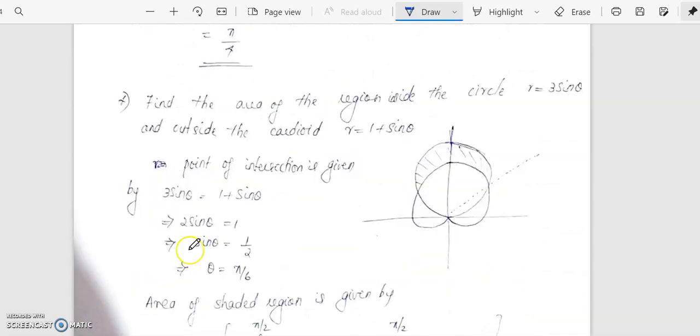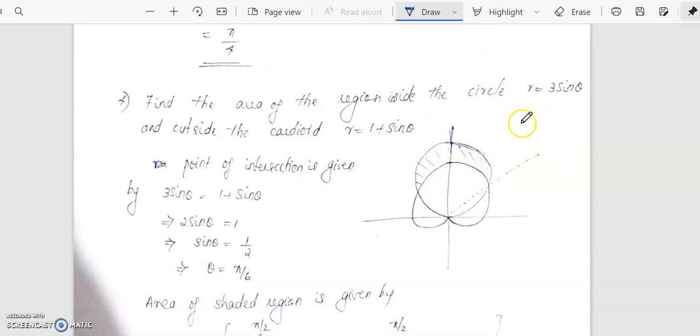Now the next problem is to find the area of the region inside the circle r equal to 3 sin theta and outside the cardioid r equal to 1 plus sin theta. Let us first draw the diagram of the circle and the diagram of the cardioid. So this will be the circle.